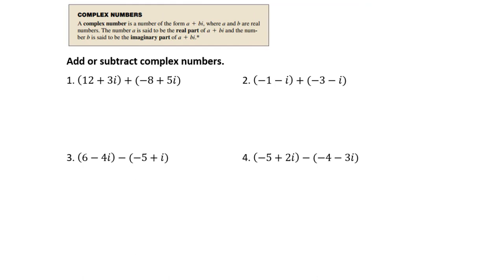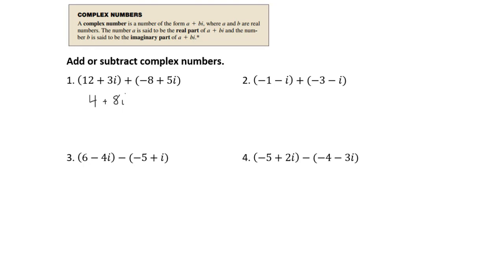So here we're going to add complex numbers. So we have the real part and the imaginary part. So if we add the real part, 12 and negative 8 is 4. And we add the imaginary part, 3i and 5i. You can treat that like you're adding x's or any other type of variable, because i is just a variable. We just know that that variable is defined as the square root of negative 1. So 3 plus 5 gives us 8i.